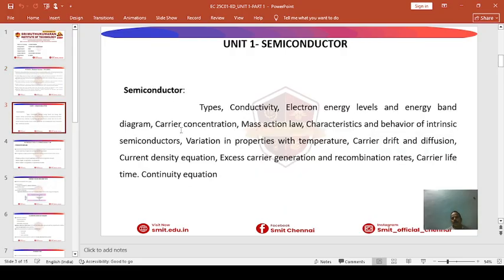Now we are going to see about Unit 1, which is nothing but semiconductors: the types of semiconductors and their conductivity, as well as the electron levels and the energy band structures. Also we are going to see the carrier concentration, the mass action law, the characteristics and behavior of intrinsic as well as extrinsic semiconductors, and the various properties of the semiconductor in terms of temperature. We are also going to see the carrier drift and diffusion current, the current density equation, as well as the carrier lifetime and continuity equations.